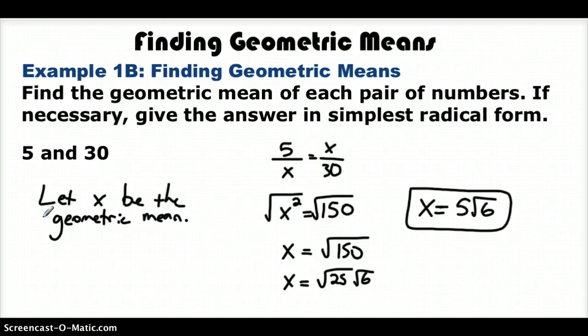Okay, in the next video we'll just look at a few more examples really fast to make sure that we understand how to find a geometric mean.